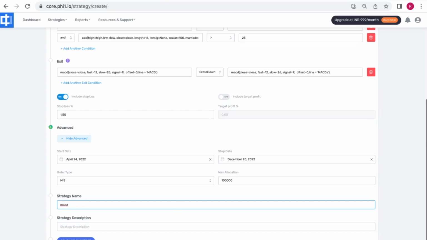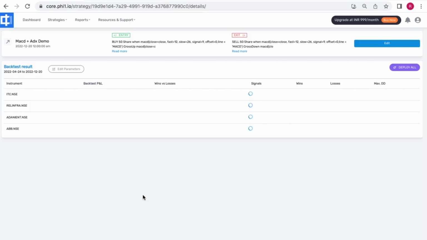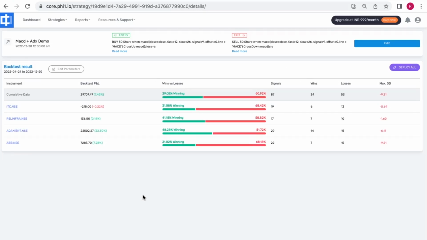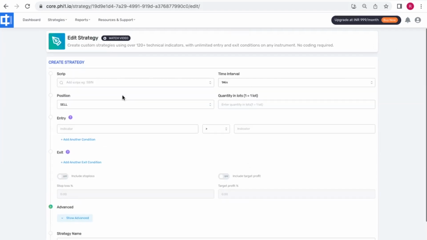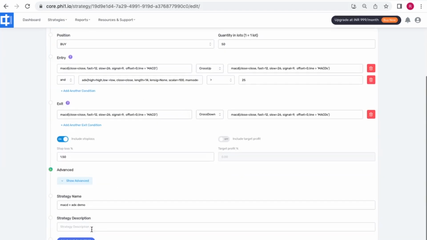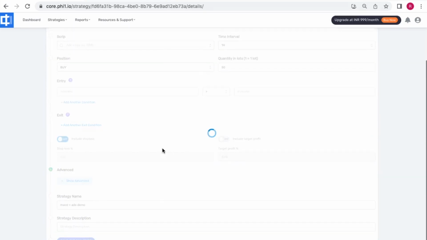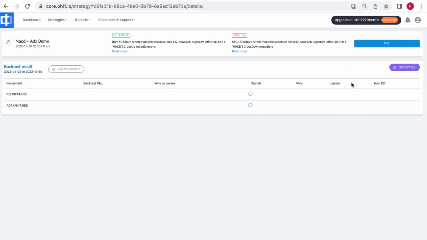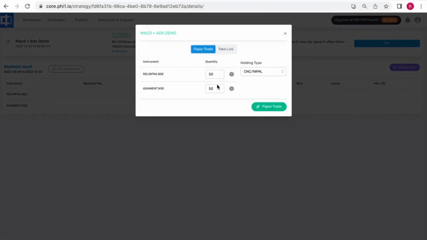Name your strategy and click save and backtest. Alright, I'm getting a decent PNL and win rate with Reliance Infra and Adani Enterprises. So I'm going to stick to these stocks and remove the other two. Keeping all else same, I expect the same backtest results from this. So I'm going to proceed to deploy all.